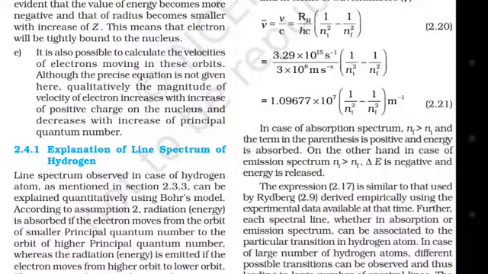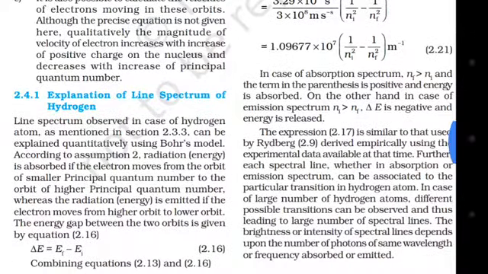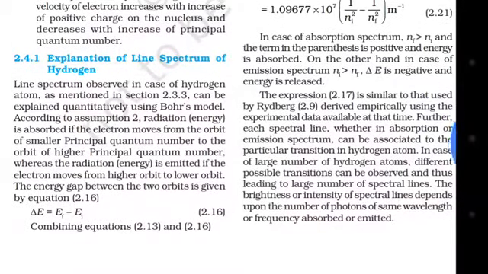In case of absorption spectrum, Nf is greater than Ni, and the term in the parenthesis is positive and the energy is absorbed. On the other hand, in case of emission spectrum, Ni is greater than Nf, that is delta E is negative and energy is released.